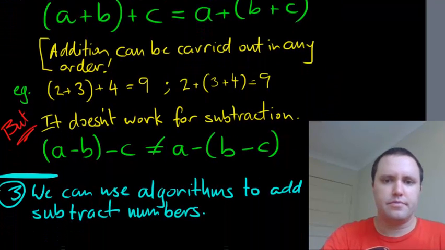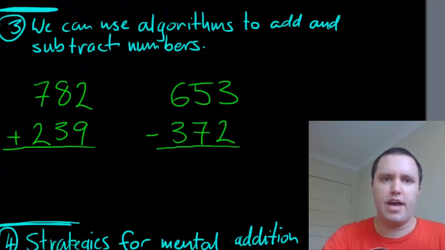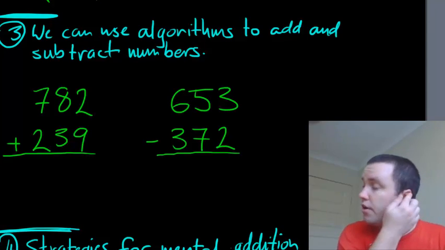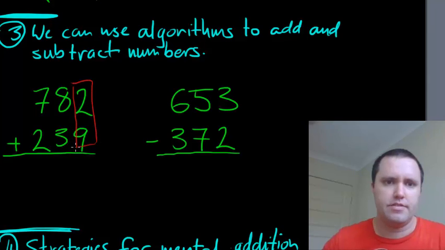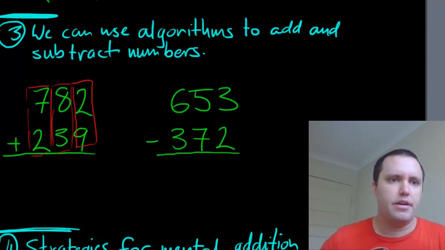Right, we can use algorithms to add and subtract numbers. So you might have seen this before. When you've got larger numbers you can't just smash out in your head, you set them up like this. The important thing is that you've got your different powers of 10 in the right columns. Okay, so that's probably the hardest thing about addition and subtraction algorithms, is setting them up properly. Okay, so once you've got them set up like this, it's quite easy.